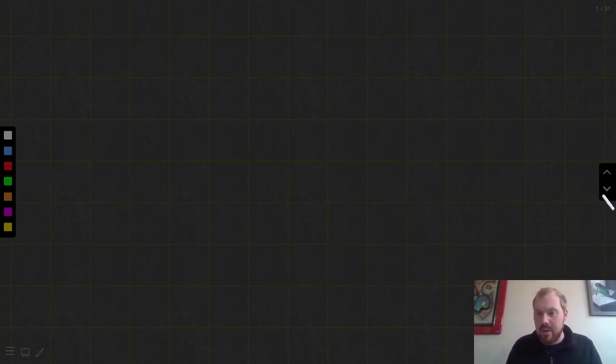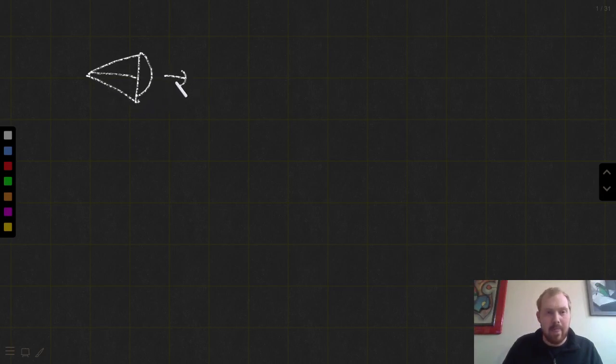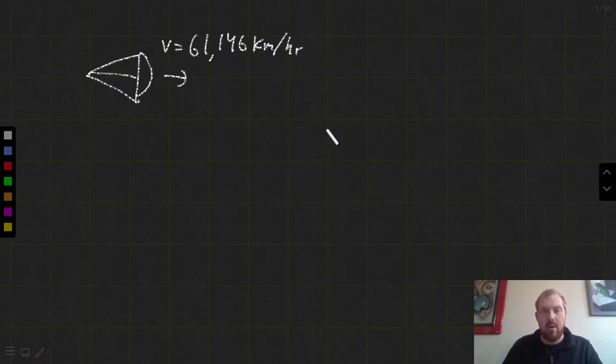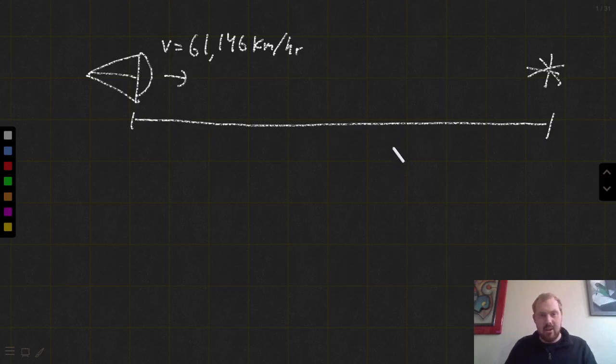The other question that I most commonly got questions about was the Voyager problem. So the setup was, here's your Voyager craft, my rough sketch of it. And it's traveling at some velocity, about 60,000 kilometers per hour. Let me check my notes: 61,146 kilometers per hour. And we're going to fire Voyager 1 off to some distant star and ask ourselves, how long is it going to take to get to that star?